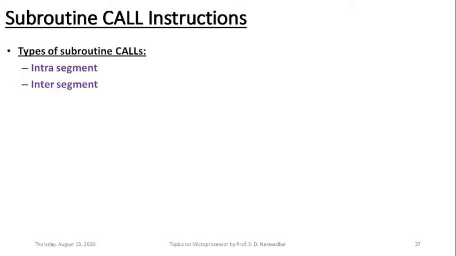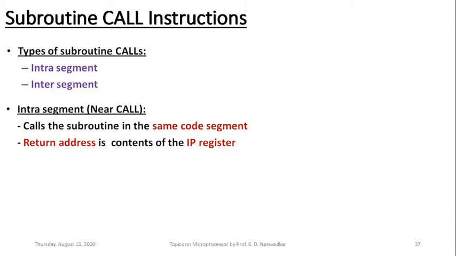Now the next category of instructions which I want to explain within that branching is subroutine call instructions. Here are two types of subroutine call instruction. One is intra-segment call and second is inter-segment call. Let us see here. The intra-segment call is also called a near call.